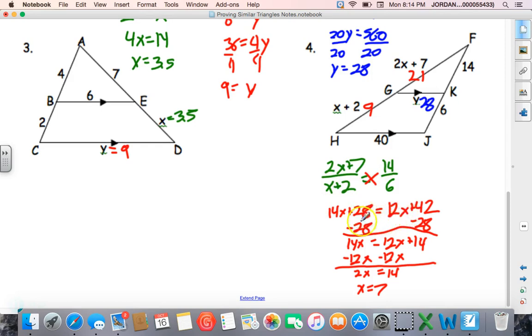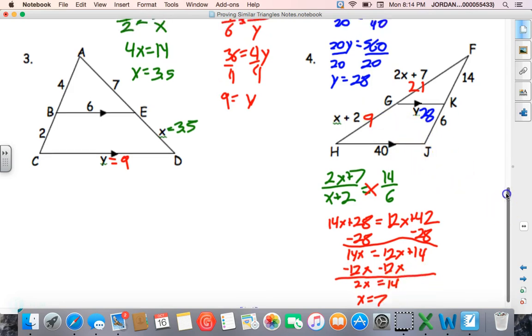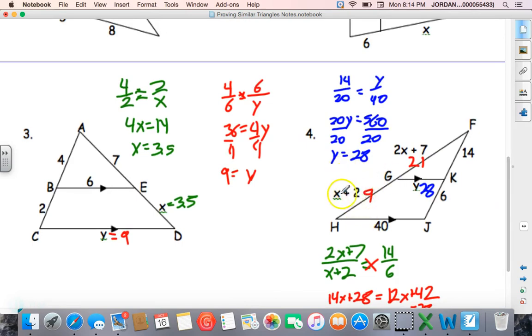And then you just solve from there, subtract your 28, that leaves 14. Subtract 12x from the left side, that leaves 2x. 2x equals 14, so divide by 2, x must be 7. Okay, so now we know x is 7, but if we actually want to find the side lengths, then we've got to take x and plug it back in.